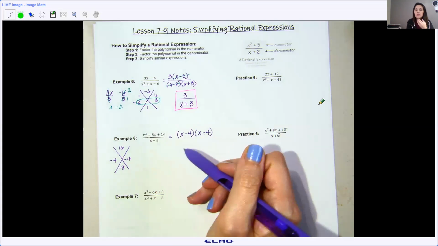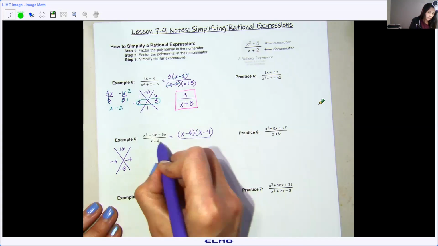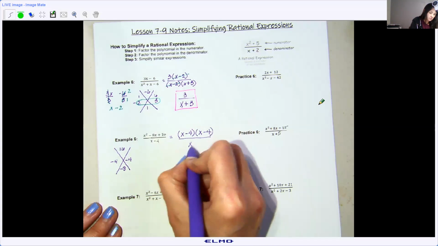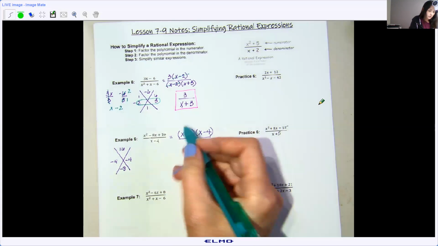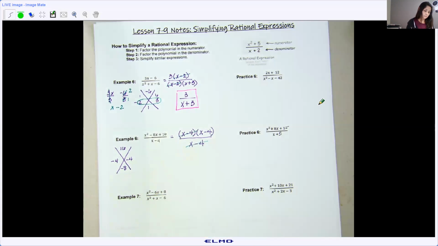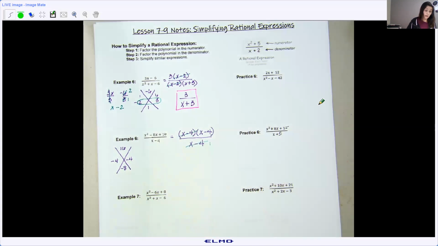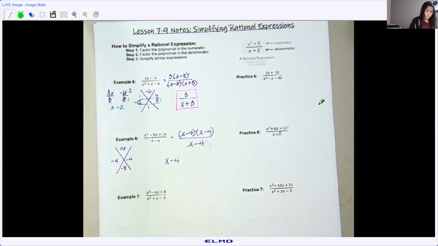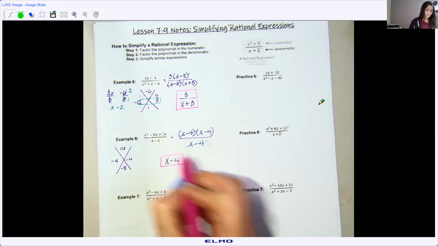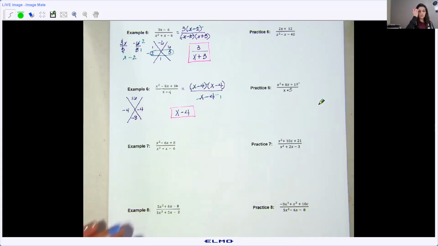Now, typically we would put x minus 4 squared, but since we're simplifying them, we're not going to do that. So I can get rid of one of each here. And basically we're left with a 1 at the bottom. So our answer is just simply x minus 4. Okay, you can stop and do practice 6, or you can keep going with me.